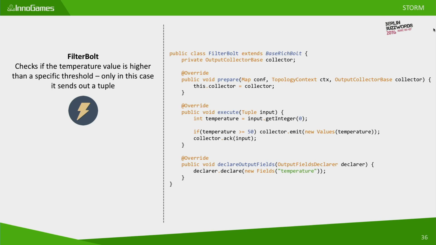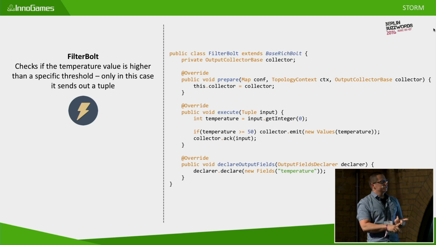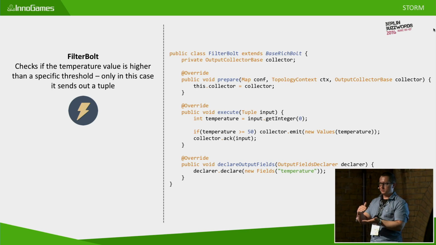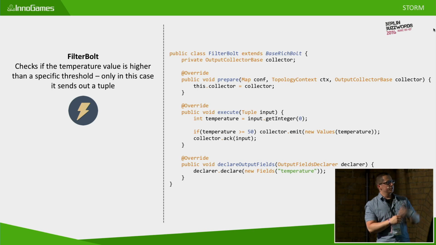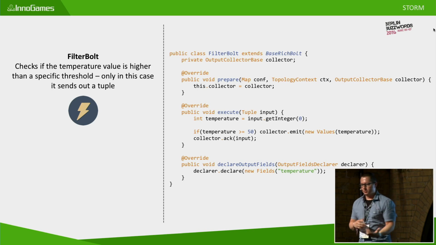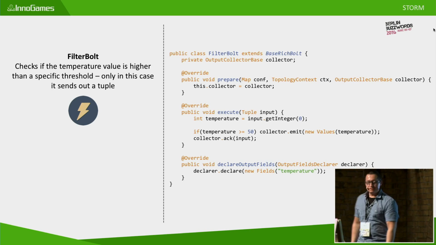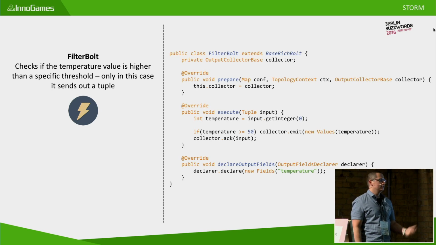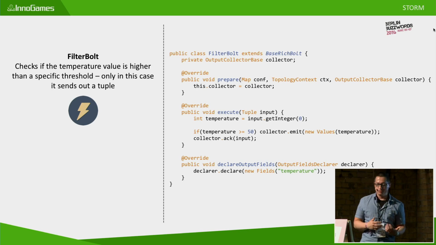You can see it on the right side that you have a prepare method where you can prepare your bolt. You have an execute method that gets the actual tuple. So that's where all your logic goes. And then you have a declare output fields method where you can declare what kind of output your bolt is generating. So that's basically it. So extremely simple, but also very low level.